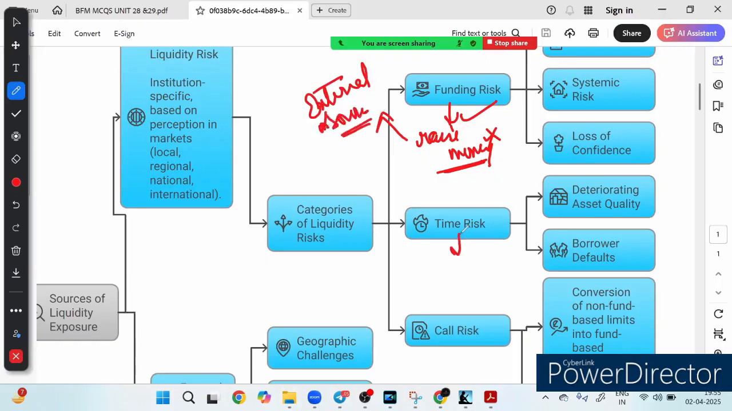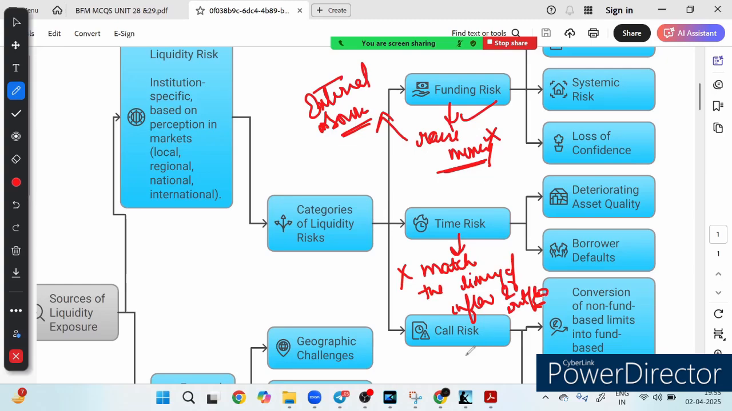And the second type is called time risk. Time risk happens when the bank is unable to match the timing of its cash inflow and outflow. As the name itself suggests, the bank is unable to match the timing of inflow and outflow. This is called time risk. Again I am repeating: whenever the bank is unable to match the timing of inflow and outflow, then time risk happens, right? And the third type is called the call risk, right?